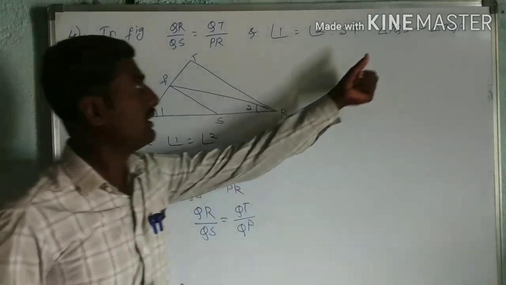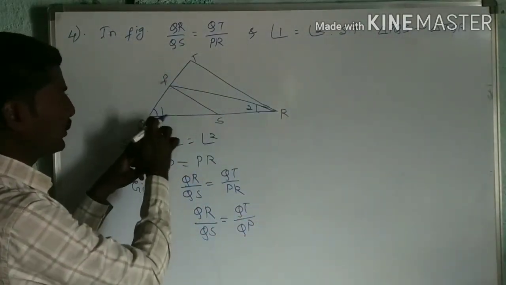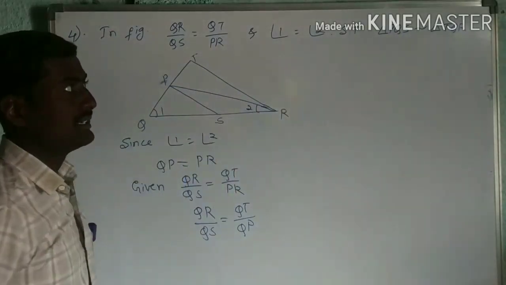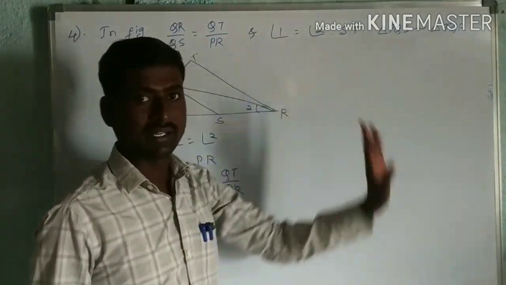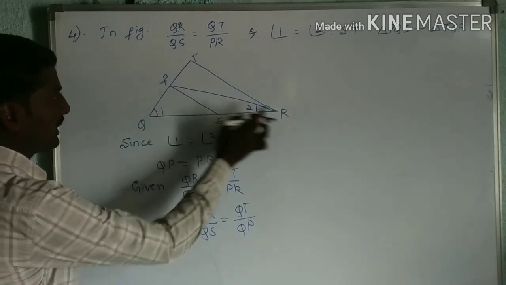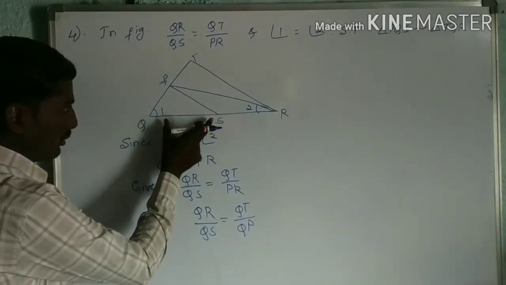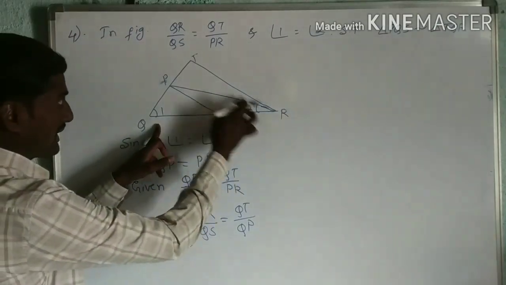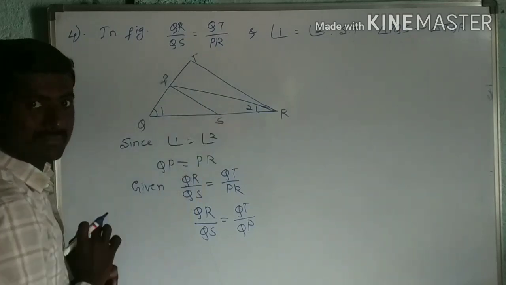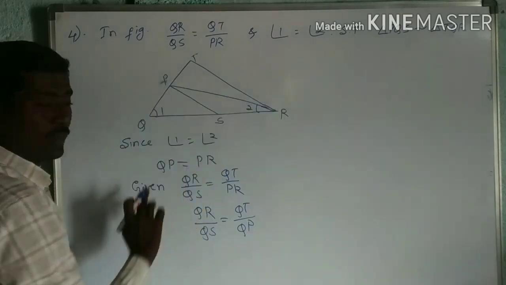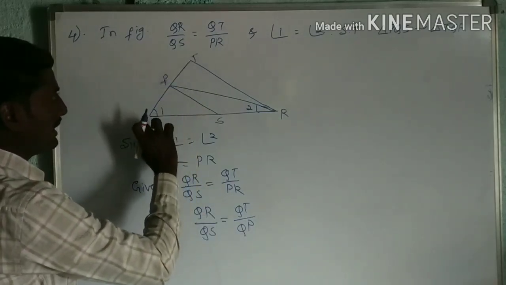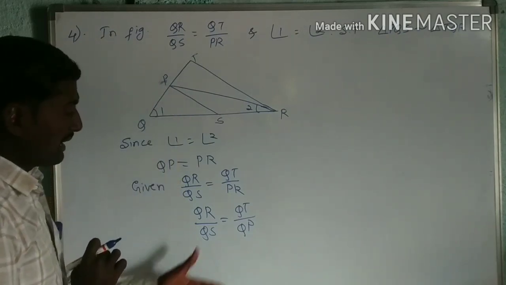Now here I want triangle PQS and another triangle TQR to be similar. Now QR divided by QS: QR is the side of triangle TQR and QS is the side of triangle PQS. So corresponding sides are proportional. Another side you can take is QT by QP, QT divided by QP.